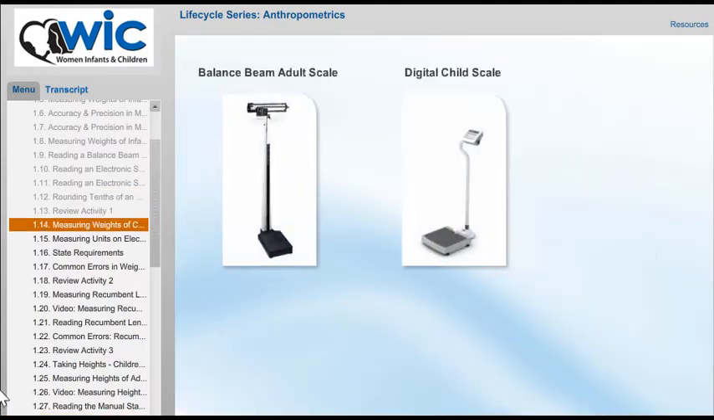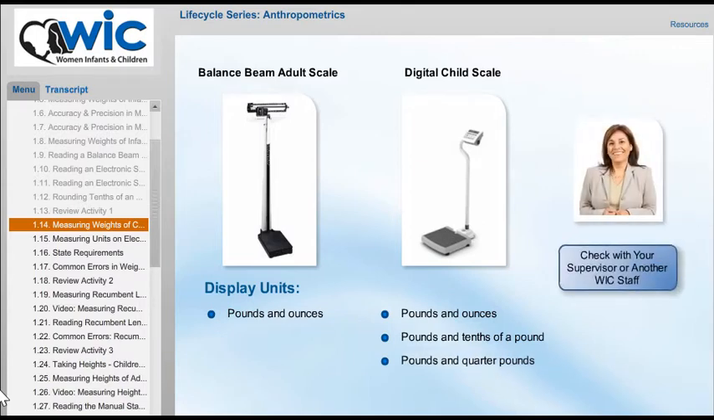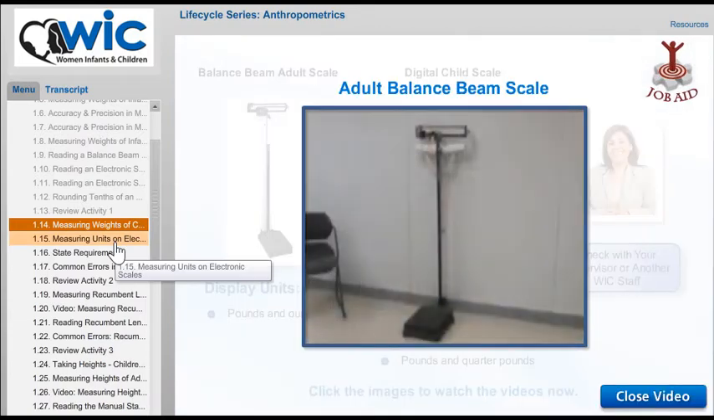Just like with infants, balance beam and electronic scales are used to weigh women and children in the WIC program too. Most balance beam scales will display units in pounds and ounces. Electronic scales could display in pounds and ounces, pounds and tenths of a pound, and pounds and quarter pounds. Once again, make sure you check with your supervisor or another WIC staff member as to the units your scale displays. In this video, we'll be using a balance beam scale to measure the weight of an adult.